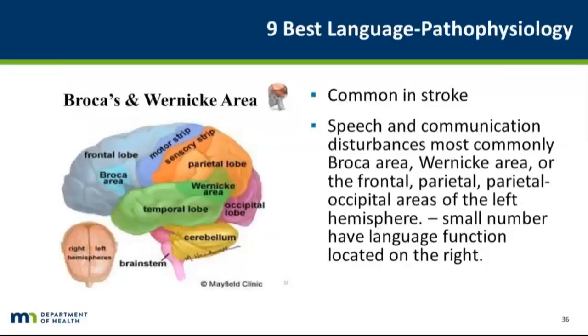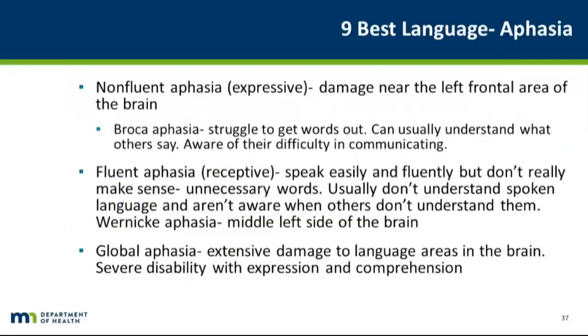Language problems are also common in stroke patients. This most commonly occurs in the Broca area, Wernicke area, and frontal, parietal, occipital areas of the left hemisphere. Fun fact, a small number of people have language function located on the right side of the brain. Now, before we discuss testing of this element, I thought it would be good to review aphasia types.